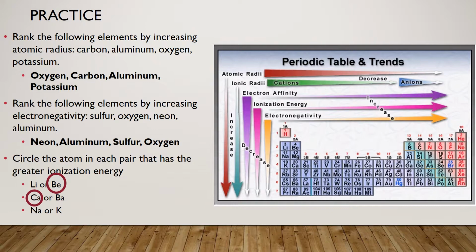And then finally, we have sodium and potassium. Again, which one has the greater ionization energy? Well, as you go down, ionization energy decreases. Therefore, because potassium is larger, sodium is going to have the greater ionization energy.